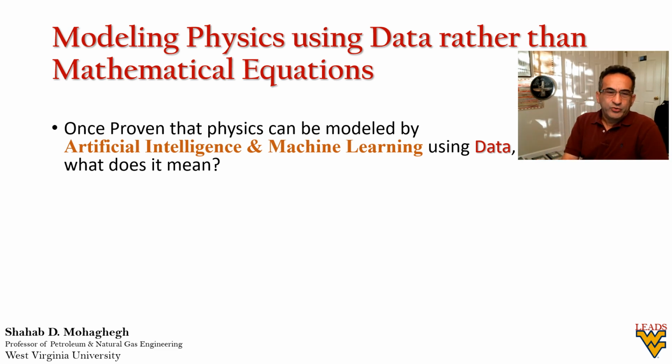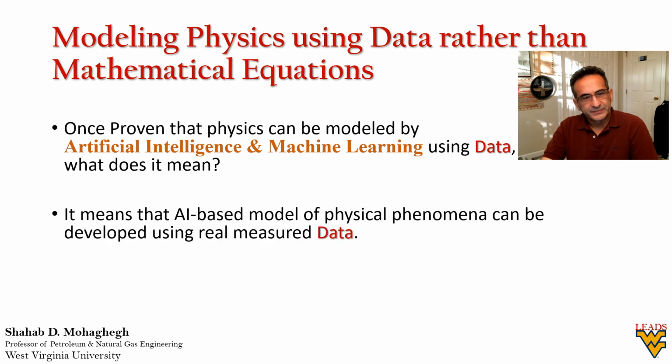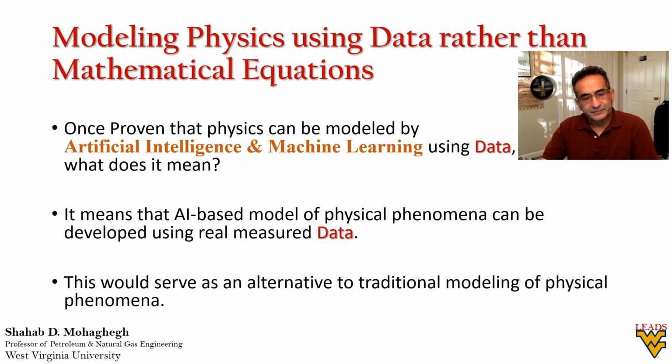Once we prove that physics can be modeled by AI and machine learning, then what does that mean? Well, it means that an AI-based model of physical phenomena can be developed using real measured data. This would serve as an alternative to the traditional techniques of building a model of the physical phenomenon.